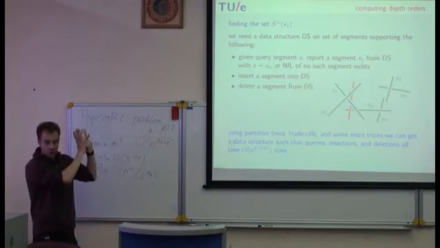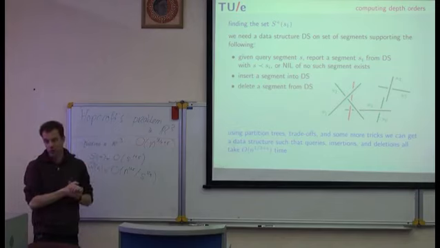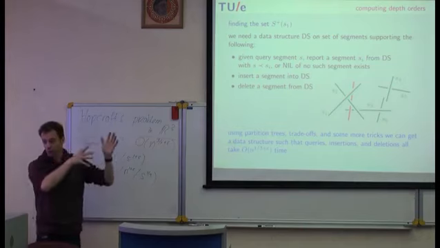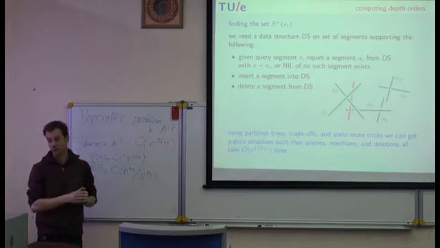So let's just assume that we have this data structure. Now how can we use it to compute these red, blue and green sets?